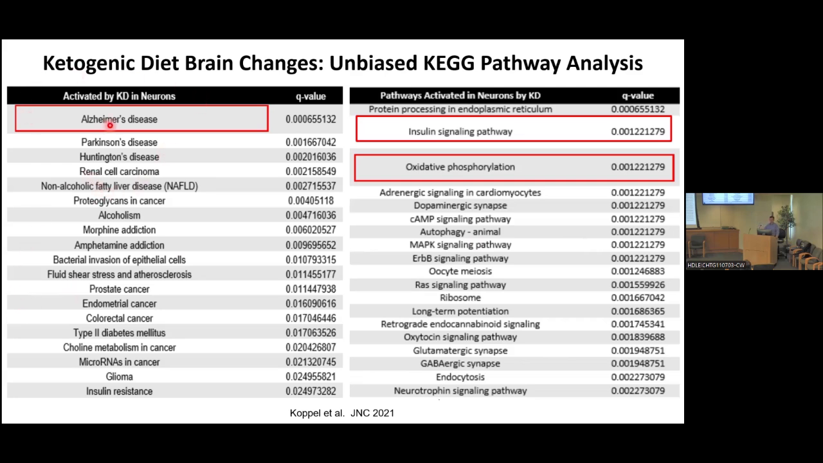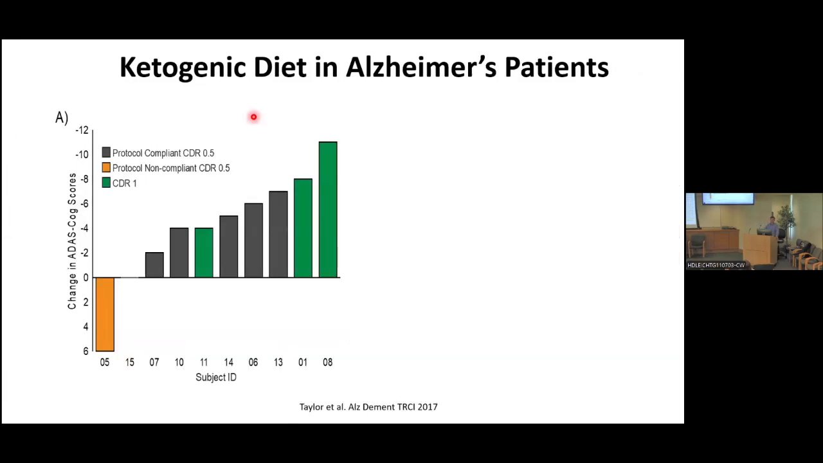The reason being that in Alzheimer's disease, we see reductions in the expression of genes that support the insulin signaling pathway and oxidative phosphorylation. But in the neurons in the mice on the ketogenic diet, we saw this upregulation of the expression of genes that support oxidative phosphorylation. And for that reason, Alzheimer's disease was identified as a disease that one would expect to be affected by the diet. We actually performed a pilot study of the ketogenic diet in Alzheimer's patients.